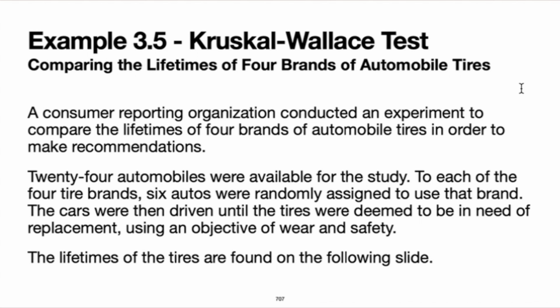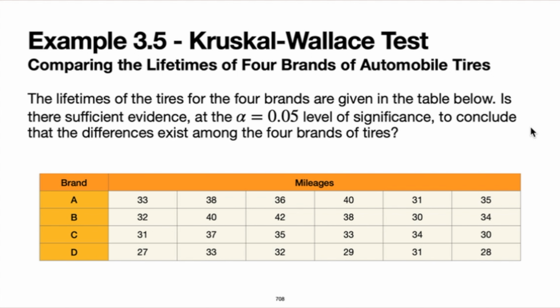To do this, 24 automobiles were available and used for the study. To each of the 4 tire brands, 6 automobiles were randomly assigned and equipped with that brand of tire. The cars were then driven until the tires were deemed to be in need of replacement using an objective criterion of wear and safety. And so the lifetimes of the tires are found on the following slide. So here we have the data, the mileages and so forth, and these are in thousands of miles, obviously.